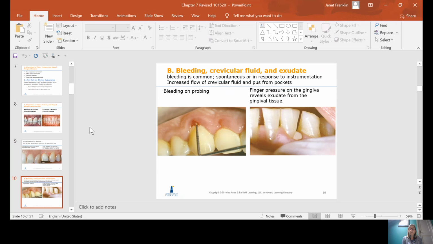The bleeding, crevicular fluid, and exudate. Bleeding is common, spontaneous, or in response to instrumentation. So spontaneous might be when you bleed when you brush or when you just press on it. There's an increased flow of crevicular fluid inside the pocket, and there's pus in the pockets. The first picture shows you what bleeding on probing looks like. The other picture on the right shows you finger pressure on the gingiva that reveals exudate from the gingival tissue. Exudate is pus. When you have patients that have more advanced periodontitis, you will be able to see pus when you press it with your finger.